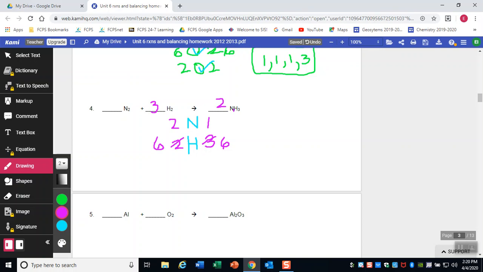And then what happened with my nitrogens? Well, when I put this 2 in front as a coefficient, that also doubled my nitrogens. So now I have 2 nitrogens. And then I'll do a quick check. I have 2 nitrogens and 2 nitrogens, so check. And I've got 6 hydrogen and 6, 2 times 3 is 6 hydrogen. So my answer there would be 1, 3, 2 for the coefficients of that balanced equation.